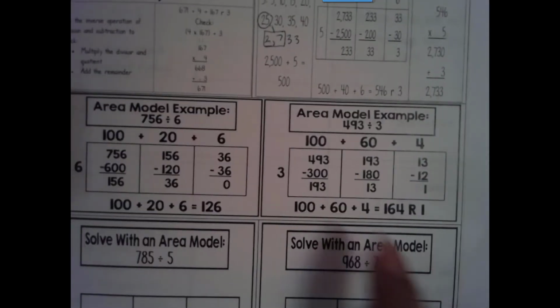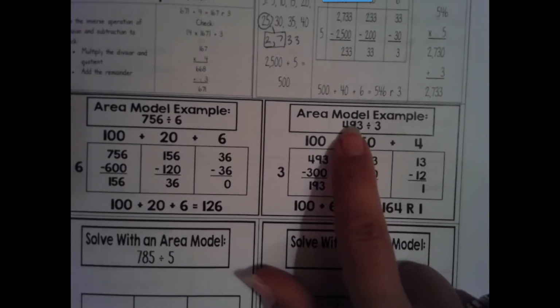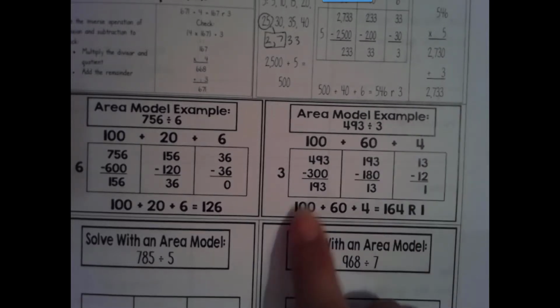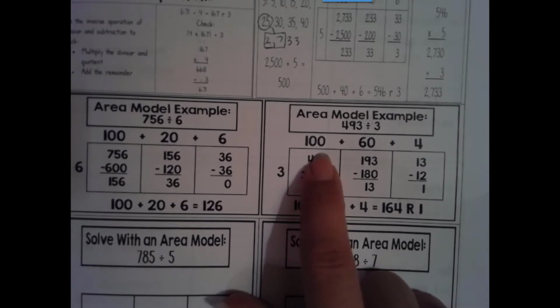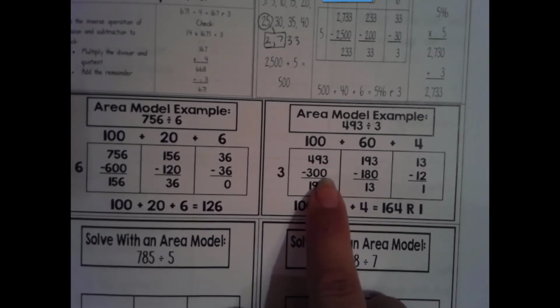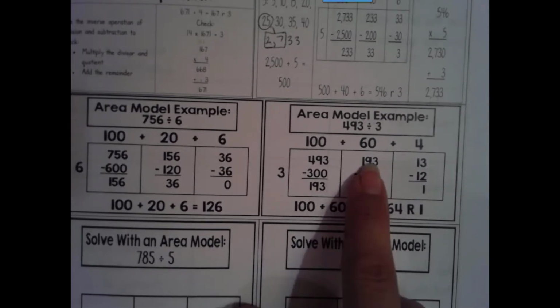Okay, here's another example. I have 493 that I'm going to divide into 3 equal groups, or groups of 3. So I'm going to multiply first by 100 to take a large group out if I can, because 100 times 3 is 300. Subtract out those 300, I'm left with 193. Bring that up here.